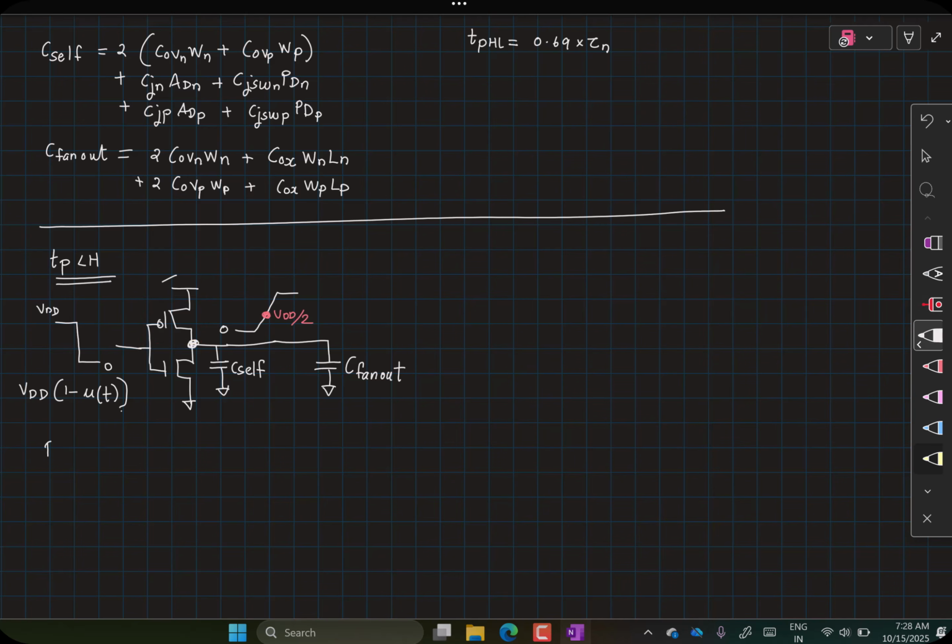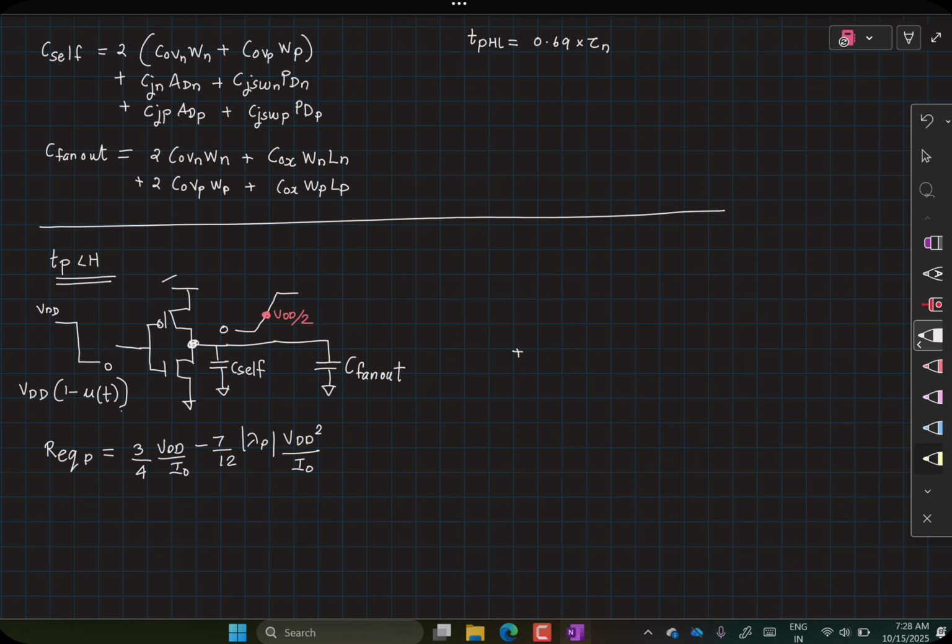Let me give you the expression directly. So R equivalent P will be equal to 3 by 4 VDD by I naught minus 7 by 12 mod lambda P into VDD square by I naught. And the I naught here is the current that is flowing through the PMOS transistor in this direction when you are not accounting for the channel length modulation. So this whole term comes up because of the channel length modulation. The C total calculation remains the same.